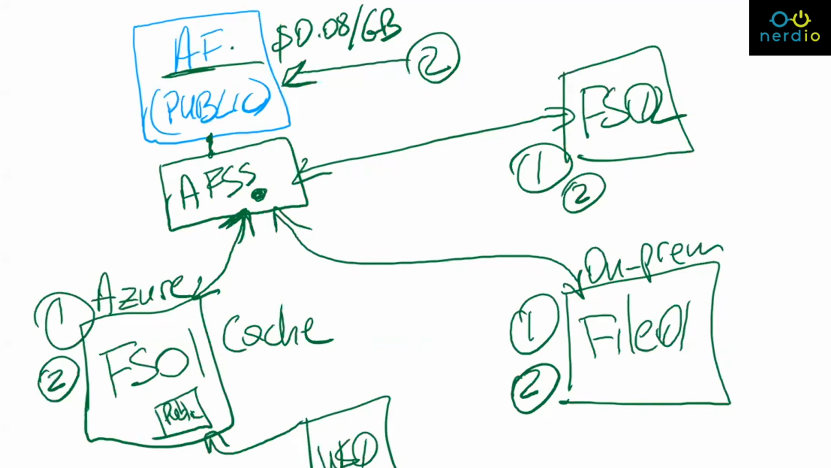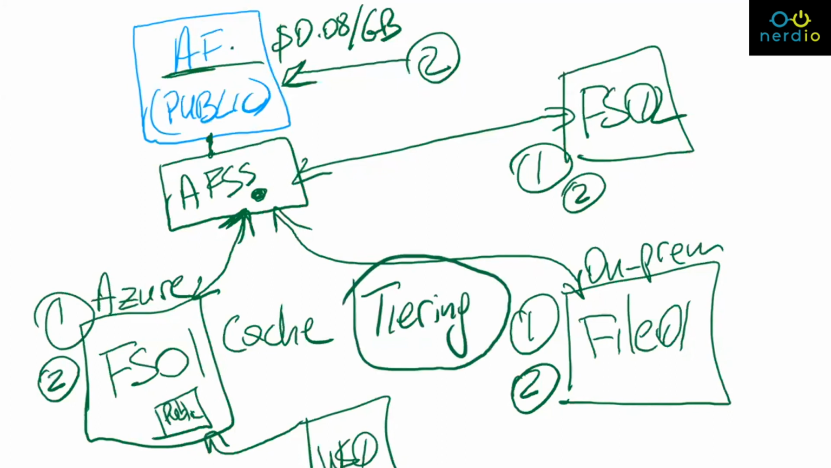The only way this works is when you use something called tiering. Okay, so tiering is a feature of Azure File Sync that basically is configurable, how aggressive you want it to be. But the concept behind tiering is you tell a file server and a sync server like FSO1 what files to download and what files to only maintain pointers for.